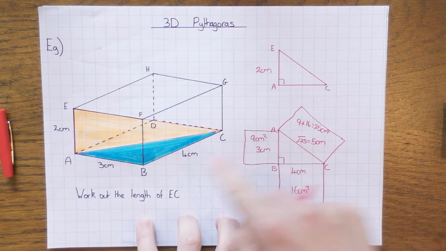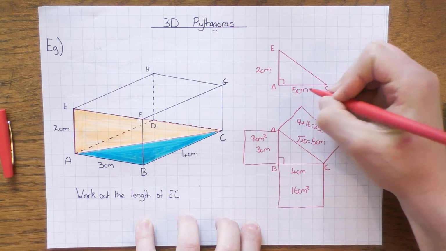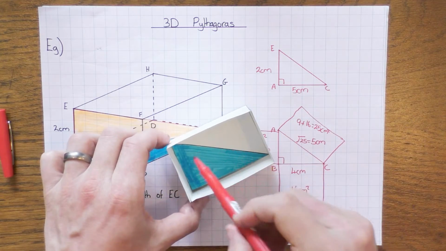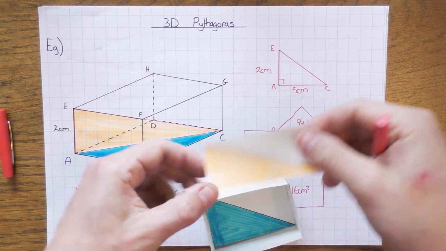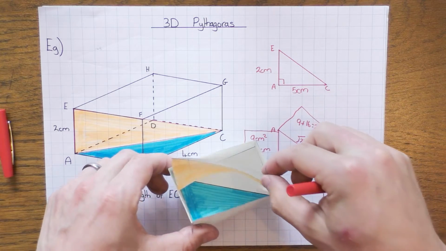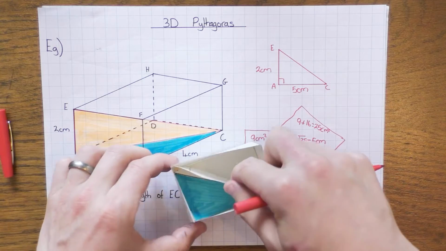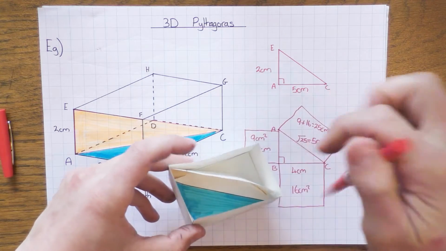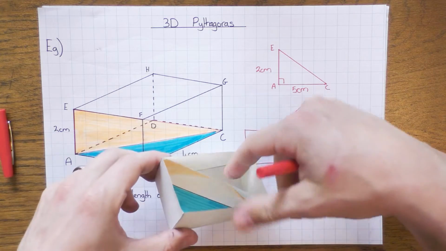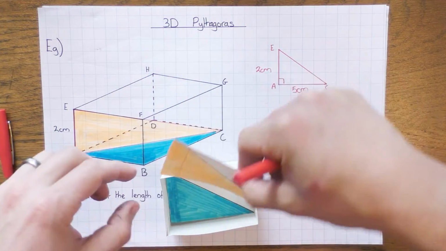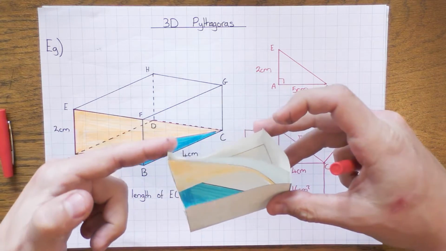So I now know that AC is 5 centimetres, so I can put that in there. So I now know that that length across there is 5 centimetres. So now when I have my orange triangle and I put that in like so, you can hopefully see that I now have the base length, the bottom of that orange triangle, which is the AC, and of course I have the height of it because it was just the height of the cuboid there.